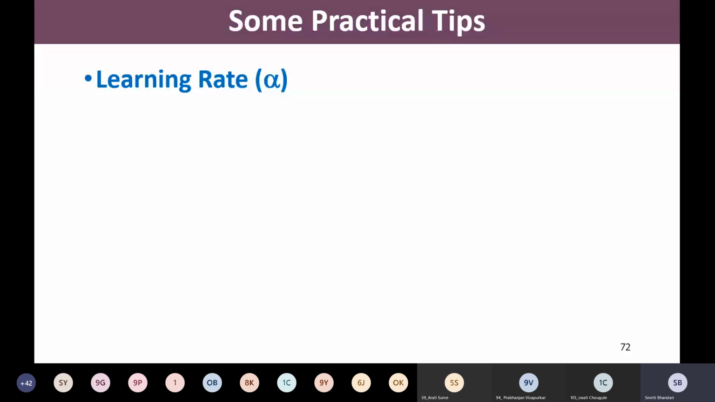Now one more essential practical tip that I'm going to provide you is related to the learning rate alpha.